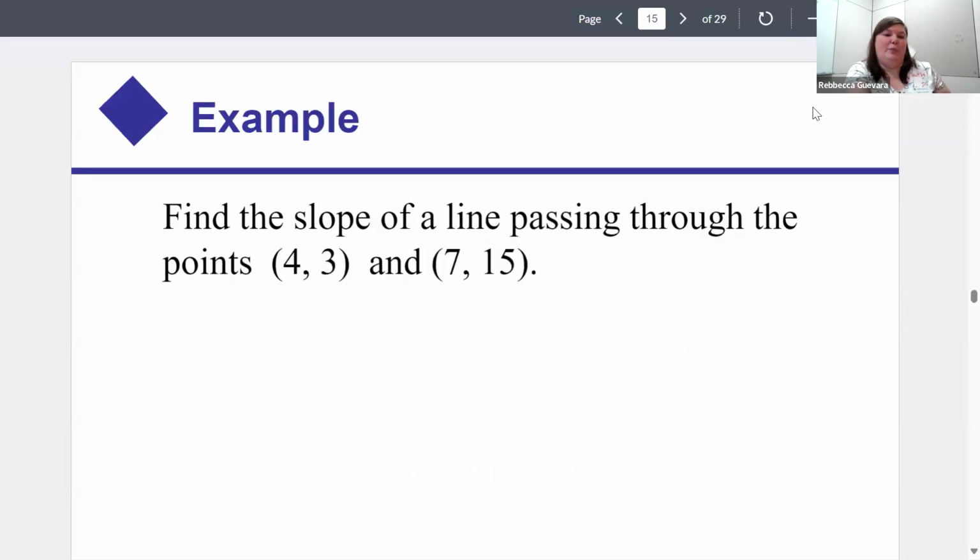So we want to find the slope of a line that's going to pass through the points (4, 3) and (7, 15). It doesn't matter which ones are your x1, y1, x2, y2.